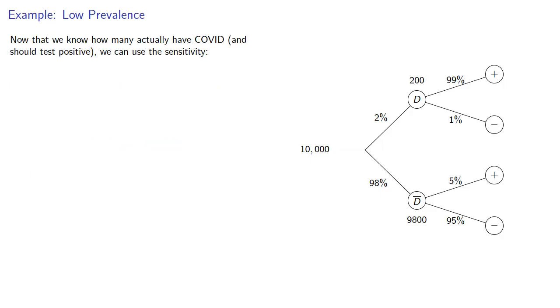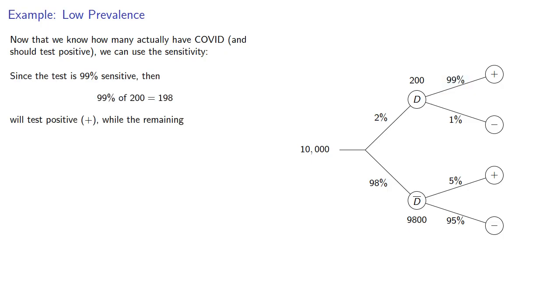Now that we know how many actually have COVID and should test positive, we can then use the sensitivity. Since the test is 99% sensitive, then 99% of 200, that's 198, will test positive, while the remaining 2 will test negative.